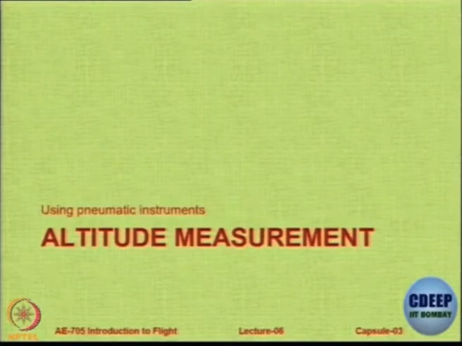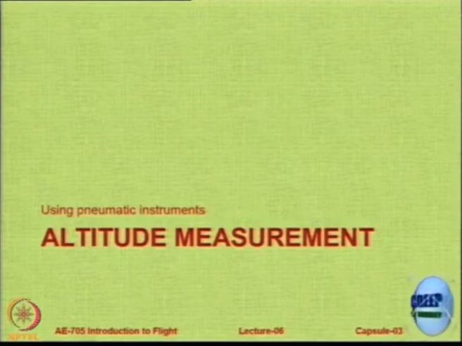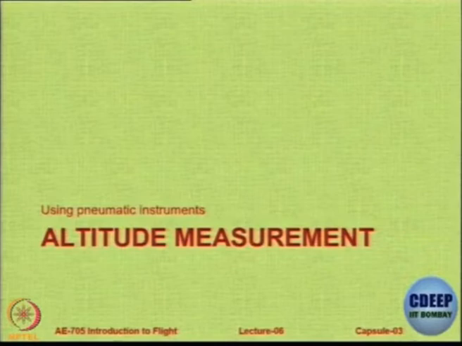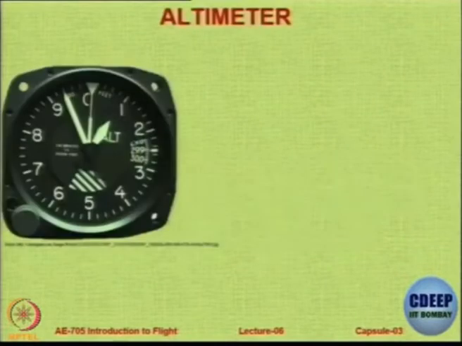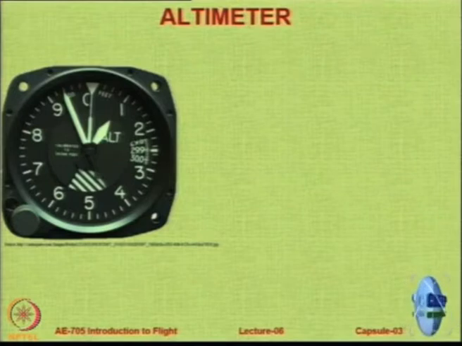There are also other ways of measuring altitude. For example, you can have a radio altimeter which sends a signal from the aircraft, and the signal bounces off the ground and is received back in the aircraft. But we are talking today only about pneumatic instruments, and the most common and most prevalent equipment that you see is the altimeter. This is how it looks.